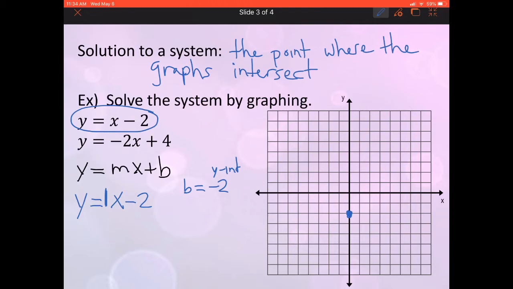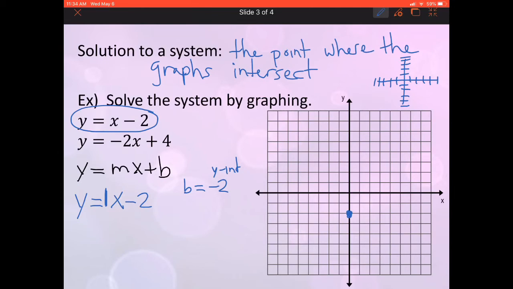Otherwise, you just have to draw your x-axis and y-axis, and you're going to have to make tick marks: 1, 2, 3, 4, 5 in each direction. You'll have to make that, and then you can draw it from there.